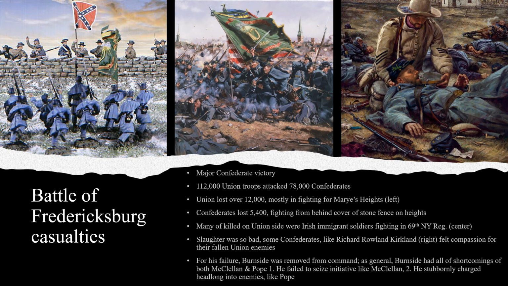As a commander, Burnside had all the weaknesses of both George McClellan and John Pope. He alternated between being slow and overly cautious, like McClellan, and being needlessly aggressive in the face of worsening odds, like Pope.